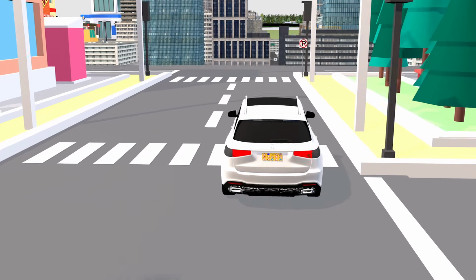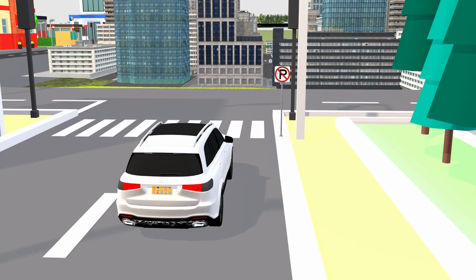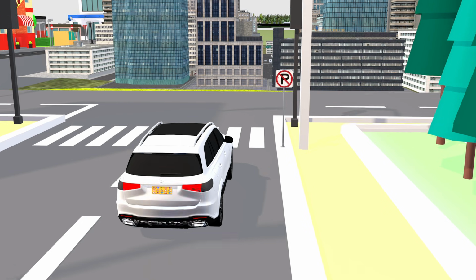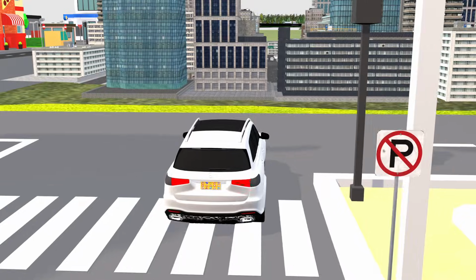This is the no parking sign, and it means drivers are not allowed to park their vehicles in the marked area, whether for safety reasons, to ensure emergency access, or to maintain traffic flow.